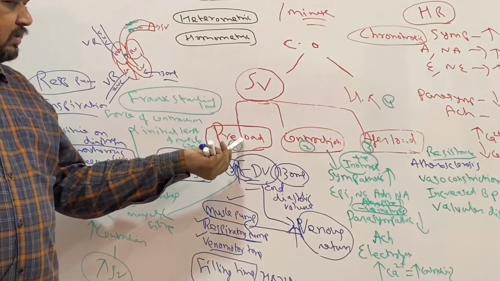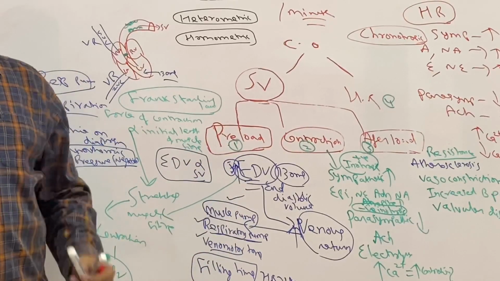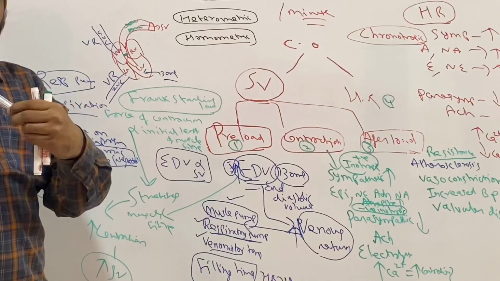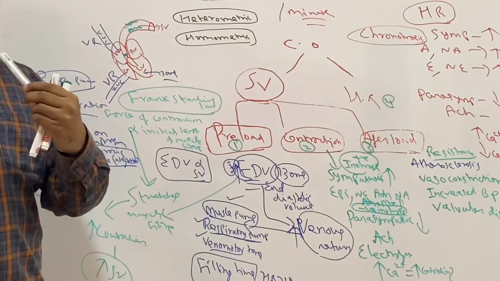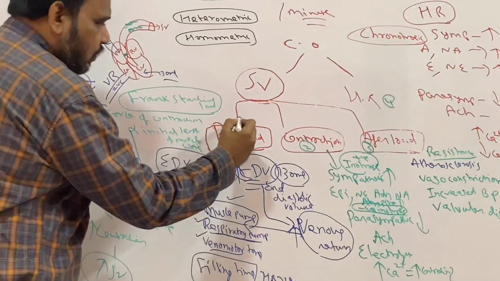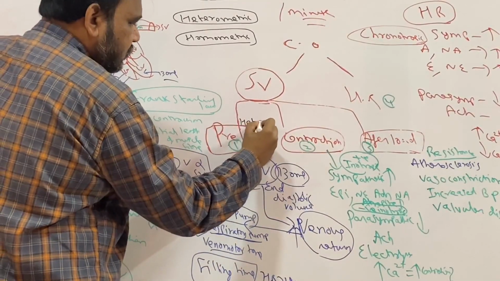So here what happens, when the end diastolic volume is increased, or when the blood coming to the ventricles during relaxation is more, there is a stretch of the muscle fiber. Stretch of the muscle fiber means length varies. So this preload is heterometric regulation.